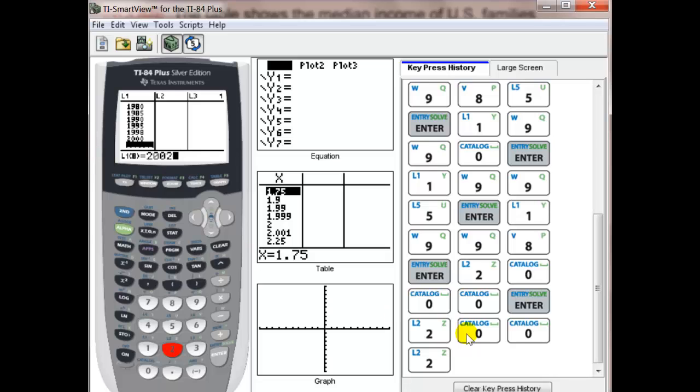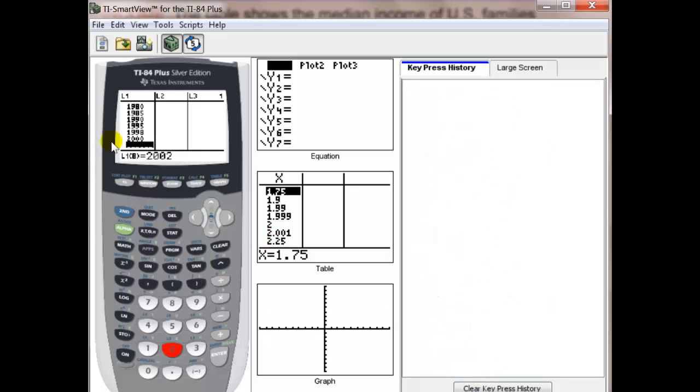Okay, so I put in my data, and what I would do is arrow up, press enter so the last one goes in, and make sure that all of your data points are correct. Now arrow over to list 2 and put in your y coordinates, or what our income was.